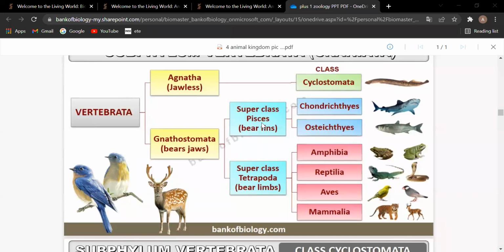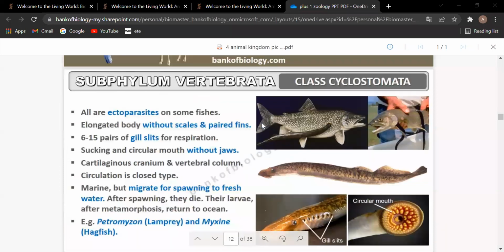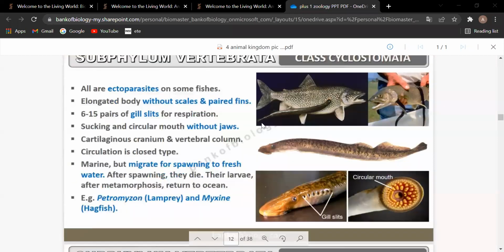Okay. Then we come to subphylum Vertebrata. That is, first we talk about Cyclostomata. All are ectoparasites. They are ectoparasites on some of the fishes. Elongated body without scales. They have got paired fins, right? 6 to 15 pairs of gill slits for respiration. Sucking and circular mouth without the jaws. See, they have got sucking and circular mouth and they do not have jaws because they are parasites.